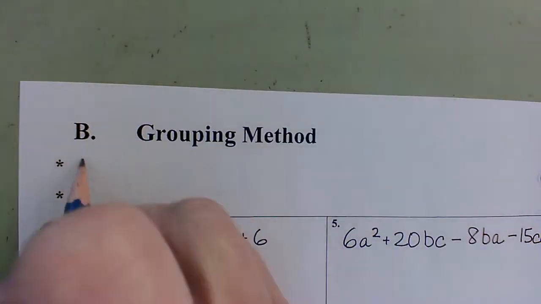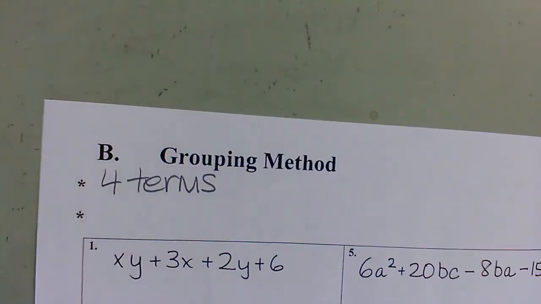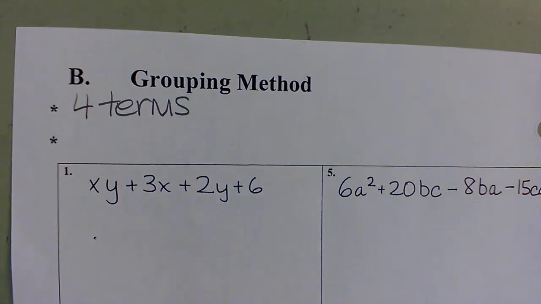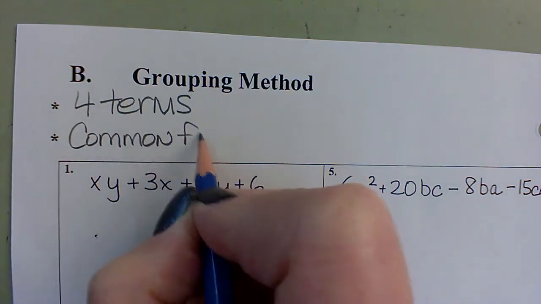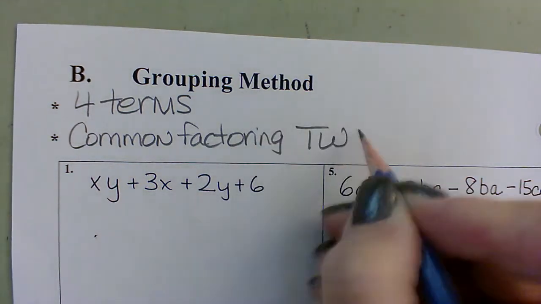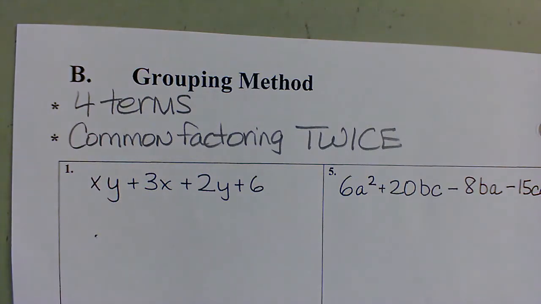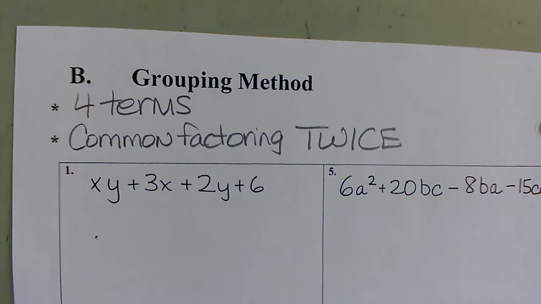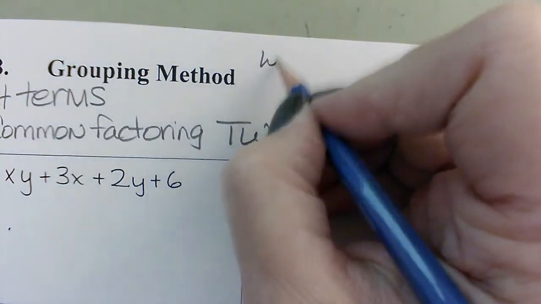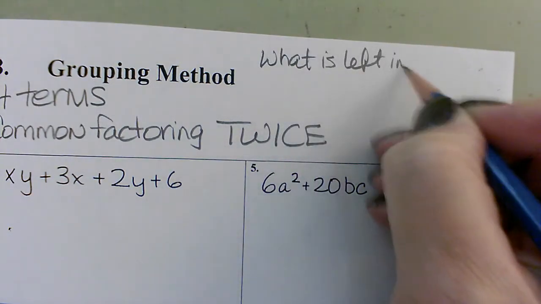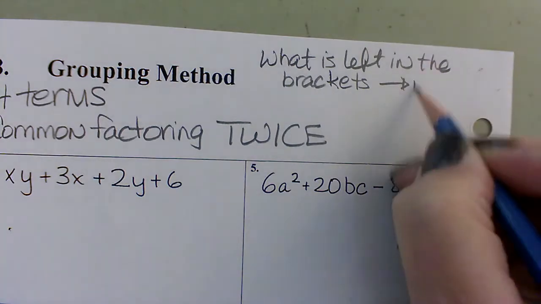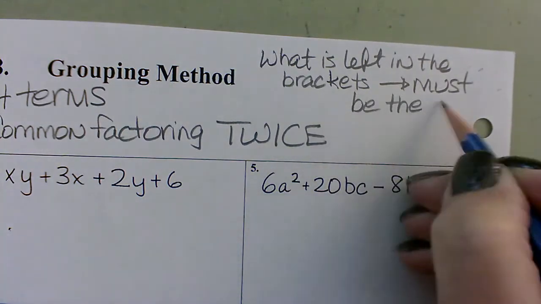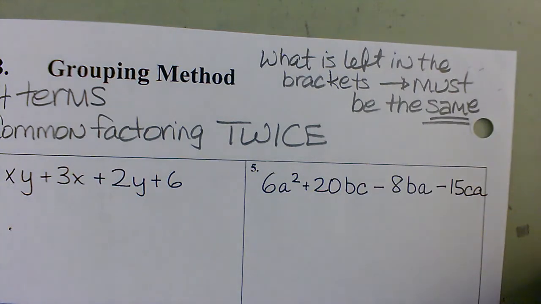So the key thing with grouping: 4 terms. That is a must. Essentially what grouping is, is common factoring twice. So we're going to common factor twice. What is left in the brackets? Like when we common factor, we end up with brackets, right? The leftovers in the brackets. What's left in the brackets must be the same. So these ones actually kind of self-check themselves: if you can't get your brackets to be the same, you've done something wrong.